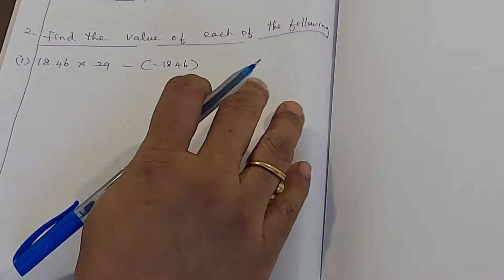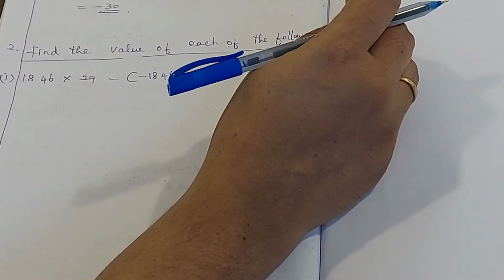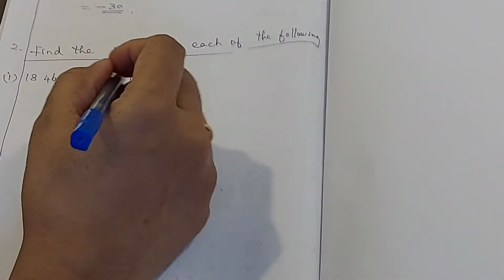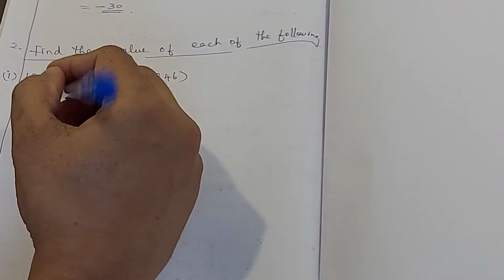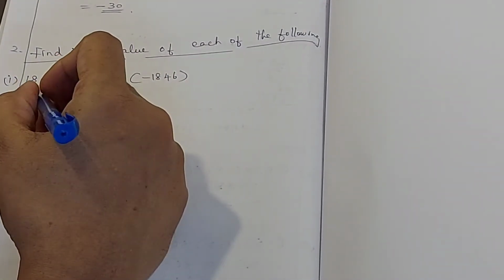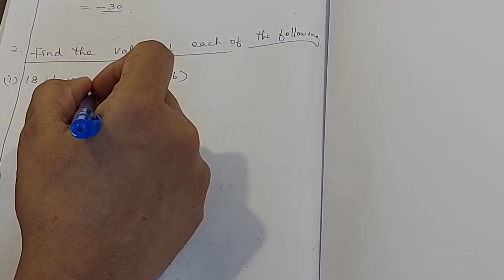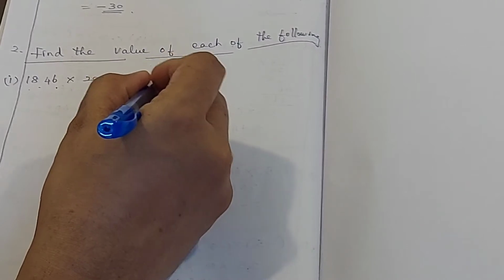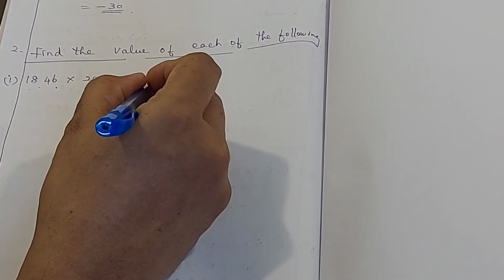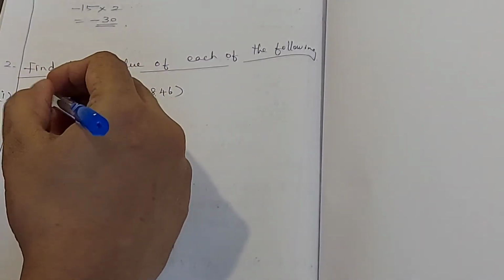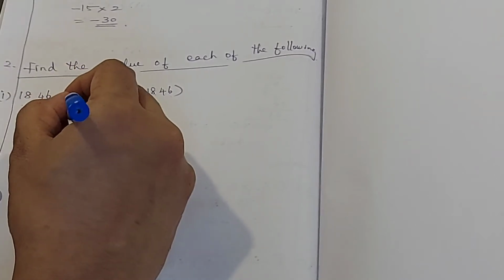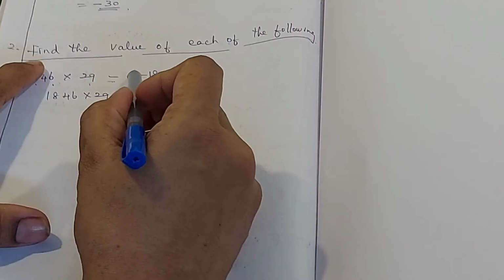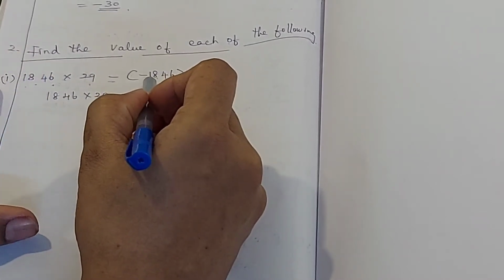Today's video we are going to see the chapter Integers, exercise 1.2, question number 2. Find the value of each of the following. The first subdivision: 1846 is multiplied by 29 minus, again minus 1846. See, 1846 into 29, and here is one minus, and inside that bracket is one minus here.